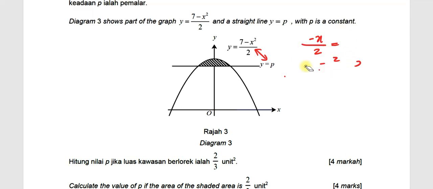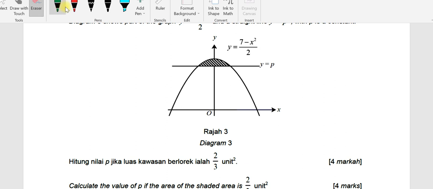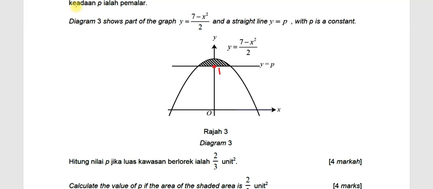But maybe we try another method. Maybe I use the y-axis and see. Because this one I know for sure this will be the p. What? Because y equal to p should be p lah. The line here, the limit here. This one is also a maximum point of this curve, right? Maximum point. At here definitely your x is 0, correct or not?